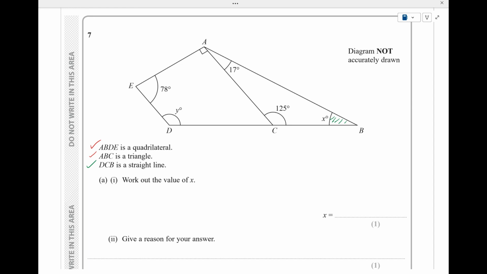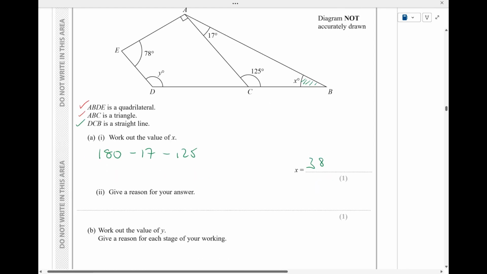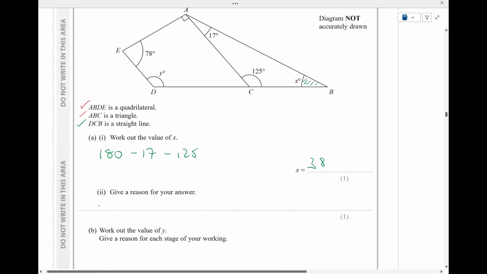Well, I see it's part of a triangle. 180 degrees in a triangle. So I'll do 180 minus 17 minus 125. 180 minus 17 minus 125 is 38. Give a reason for your answer. I think I'd probably write there are 180 degrees in a triangle.